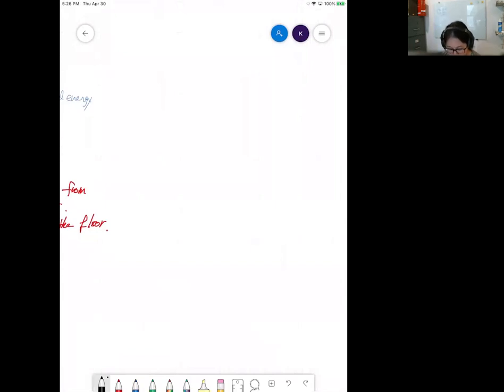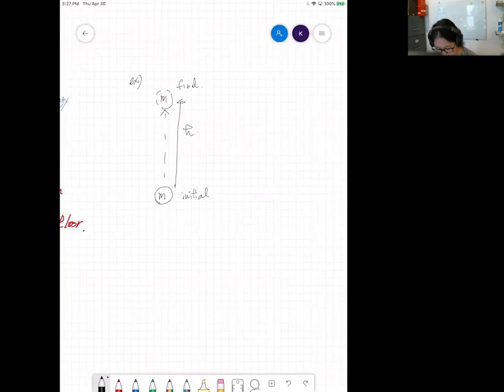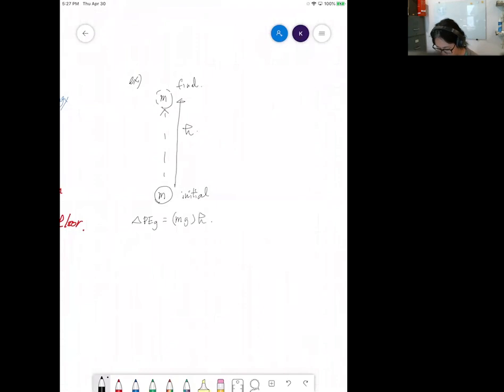So again, the change in potential energy is the opposite of the work done by the gravitational force. Let's say, a different example. There's an object that has a mass here, and it's brought upward, from initial to final. It has moved, let's say, distance h upward. So the change in gravitational potential energy is mgh, the gravitational force times h.